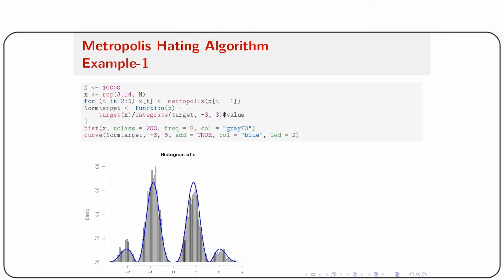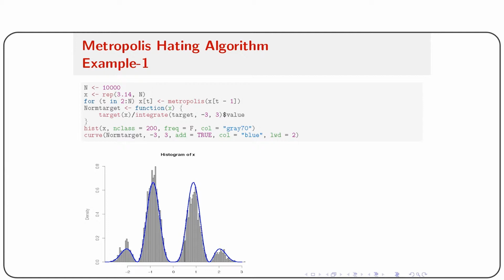Let's define a function of x, the target, by integrating the normal target from minus 3 to 3. This is just a constant factor. Integrating the normal target from minus 3 to plus 3 will give the normalizing constant value to compare with the fit generated by the Metropolis.